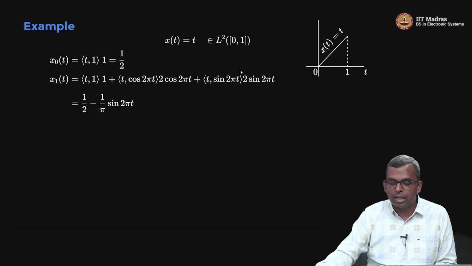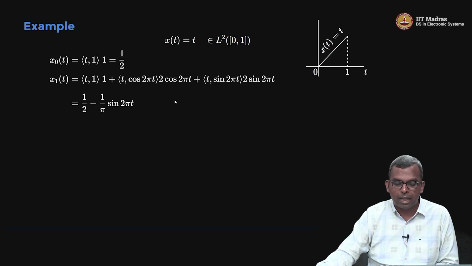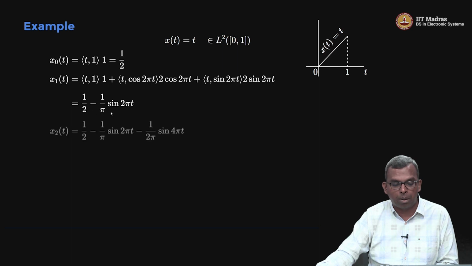So that integral goes to 0, 0 to 1. The sine integral alone survives, and that integral becomes minus 1 by pi sine 2 pi t. Once again, you can do this in a computing package, or by hand using integration by parts, and you will get the same answer. So we get half minus 1 by pi sine 2 pi t. Initially the x0 of t is just half, the first approximation. Then once you do sine 2 pi t, you get minus 1 by pi. If you do up to x2 of t, you will get minus 1 by 2 pi sine 4 pi t.